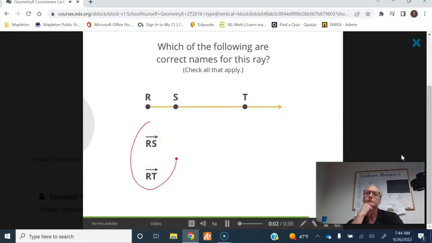Excellent work. Both of these are correct names for this ray. It has endpoint R and goes on forever in the direction of S, and you can also say it goes on forever in the direction of T. So both of these names work.